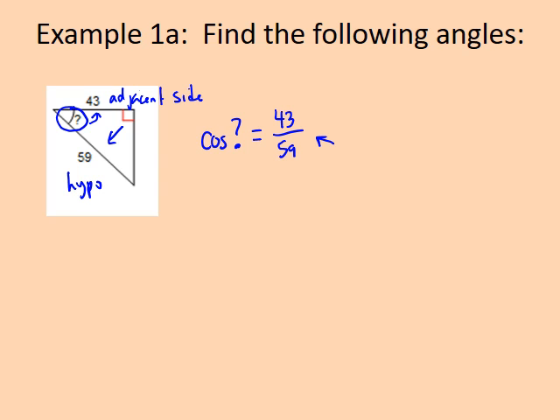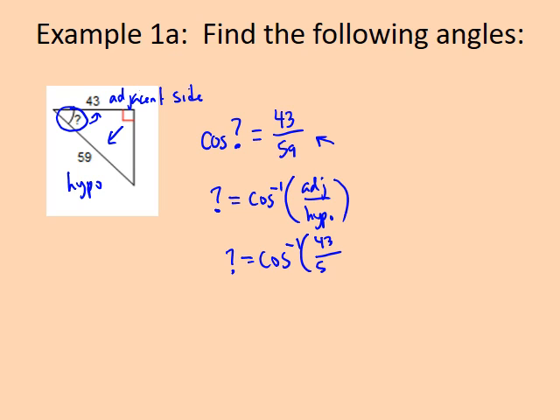This is the actual ratio, but we want the angle. So to find the angle, we use the cosine inverse of the adjacent divided by the hypotenuse. So in this particular problem, it's the cosine inverse of 43 divided by 59, which when we use our calculator, we discover it's 43.2 degrees, and we typically round angles to the nearest degree, so 43 degrees.